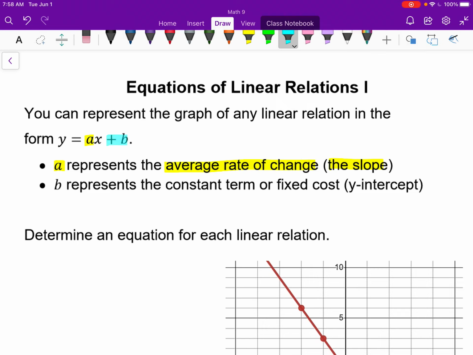And the constant term represents the fixed cost or the starting point or the y-intercept if you look at a graph. All these things we discussed in some detail before. Let's delve a little deeper with it. I have three graphs here, and for each one of these, I want to find an equation in this form: y equals something times x plus some number.